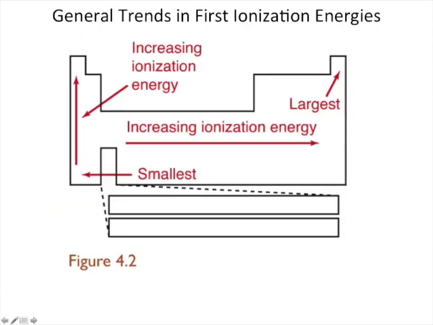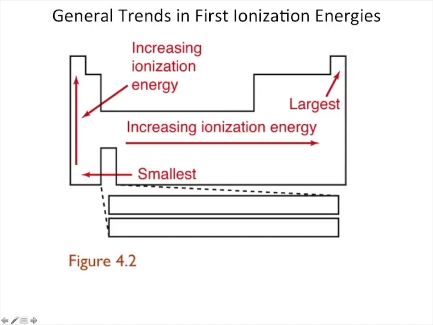Okay, so general trends in first ionization energies. You generally increase as you go up a column, up a group in the periodic table. You also increase as you go across the period to the right. So the smallest ionization energy is down here, and the largest ionization energy is up here. This is helium up here, this is francium down here in the bottom left.